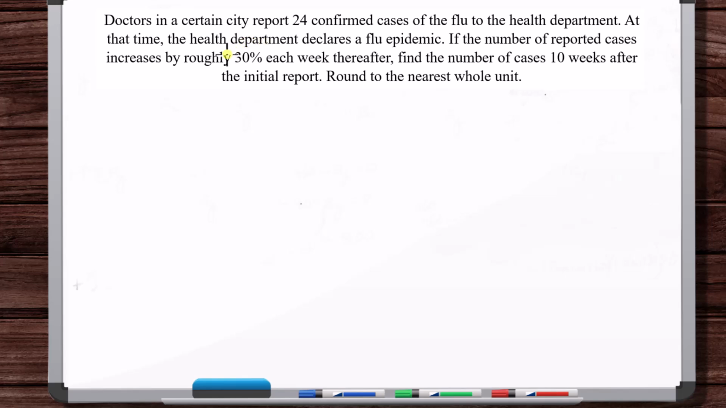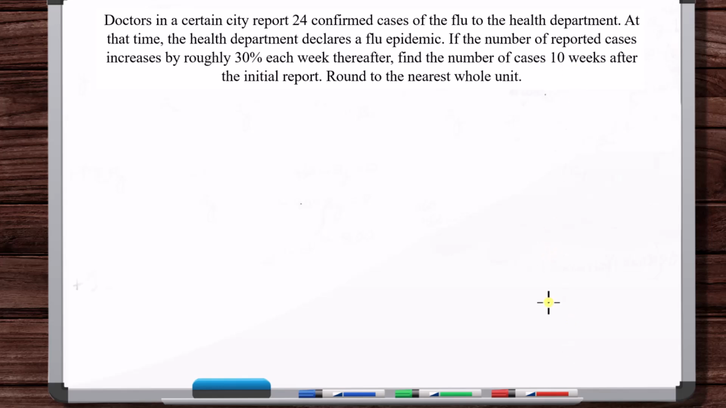Okay, and then after the first week, it increases by 30%. You can look at that as your A sub 1. You can look at your A sub 1 as 24, but then we're going to be needing to solve for A sub 11, you see?